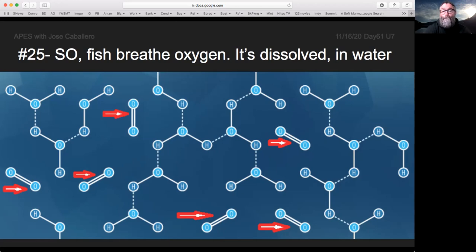First, there's oxygen in water, and I don't mean the O of H2O. I mean that there are oxygen gas molecules that are dissolved into water. If you look at this screen, the arrows are all pointing at oxygen in water.